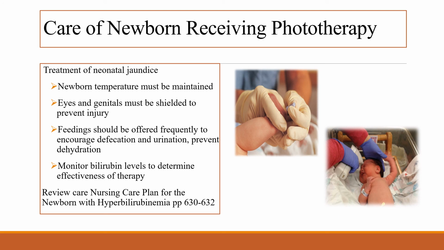There is a care plan associated with nursing care for the baby with hyperbilirubinemia, and it begins on page 630 and goes through to page 632. The nursing diagnoses shown in these care plans include impaired tissue integrity related to predisposing factors associated with hyperbilirubinemia, and risk for imbalanced fluid volume related to phototherapy. Think about how we are keeping the baby hydrated so that they do not have an imbalance in their fluid.